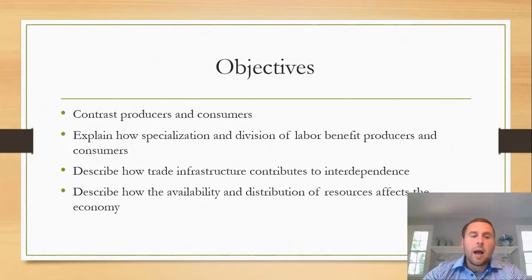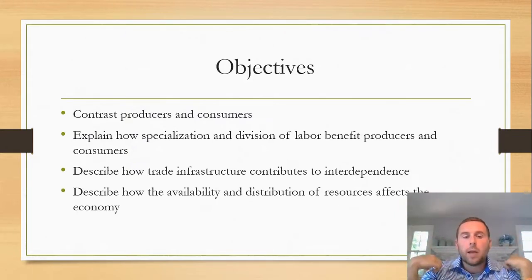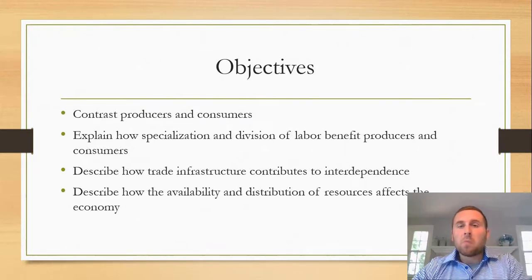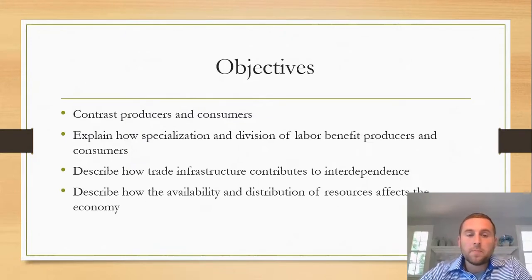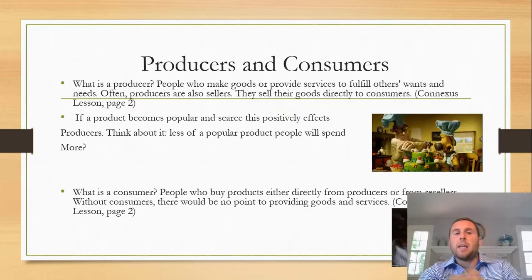You're also going to be able to describe how trade infrastructure contributes to interdependence, so how countries and people rely on one another. Companies are going to rely on other companies to help them out. Countries are going to rely on other countries to help them out as well. And the last one is to describe how the availability and distribution of resources affects the economy. So we're going to be looking at all of these things. By the end of this mini lesson, you should be able to answer all these questions and be able to explain them. So, producers and consumers, all right?